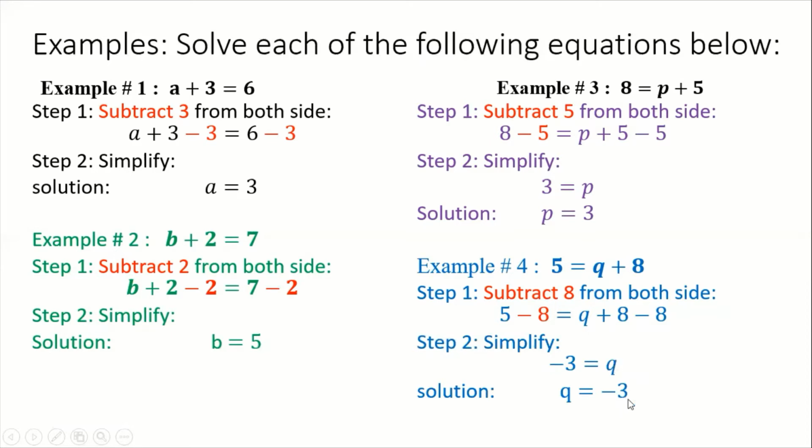Now we can do a quick check. If q is negative 3, let's substitute negative 3 where q is. And negative 3 plus 8 would give us a positive 5. So therefore, we know that our solution is correct.